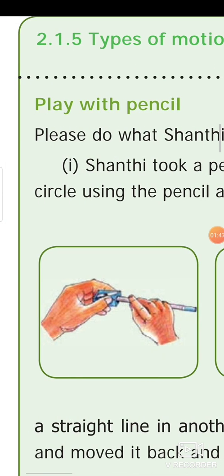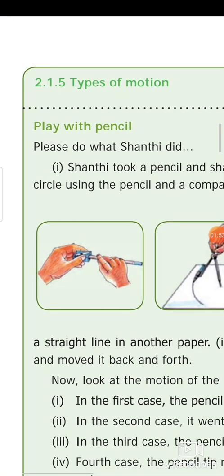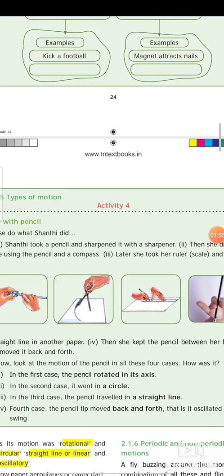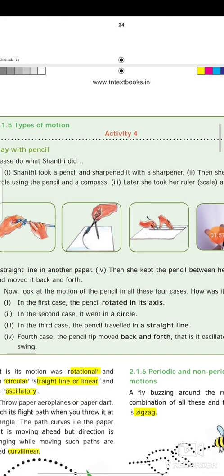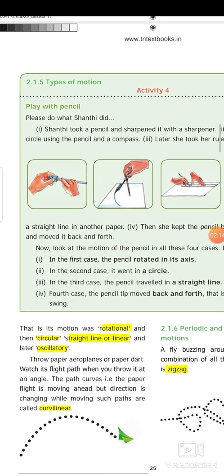So what is the motion of the pencil in the first picture? In the first case, the pencil rotates on its own axis. In the second case, it went in a circular path. In the third case, the pencil travels in a straight line. And in the fourth case, the tip of the pencil moved back and forth. So it is oscillating like a swing. So these are all different kinds of motion.